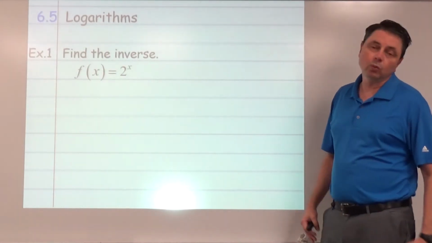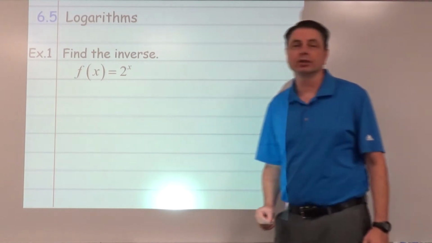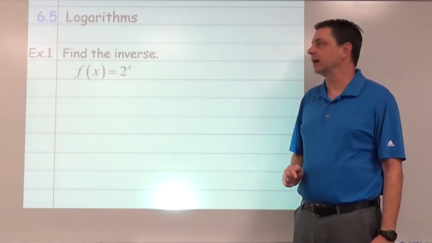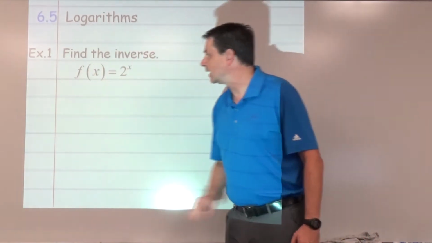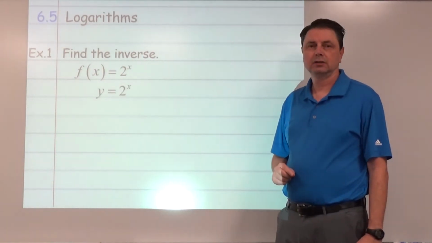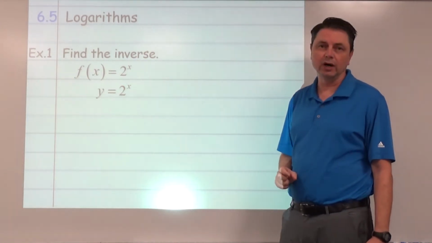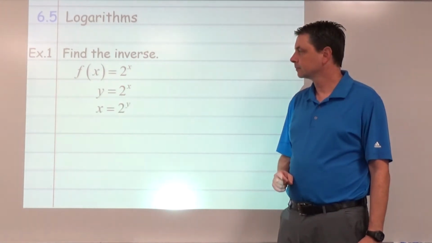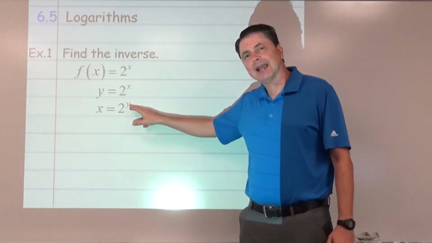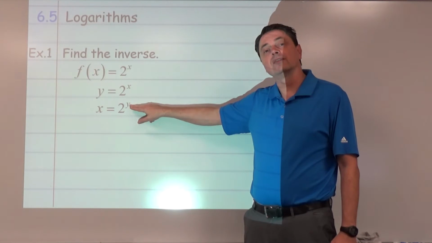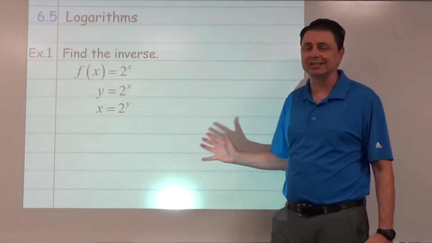So example number 1, we want to find the inverse of this exponential function. And we know the steps to finding the inverse. Step number 1, rewrite it as y equals. Step number 2, switch the x and the y. Now we solve for y. So we've never had it where we've had to solve where our variable that we're solving for is the exponent. So we're going to look at how that's done.